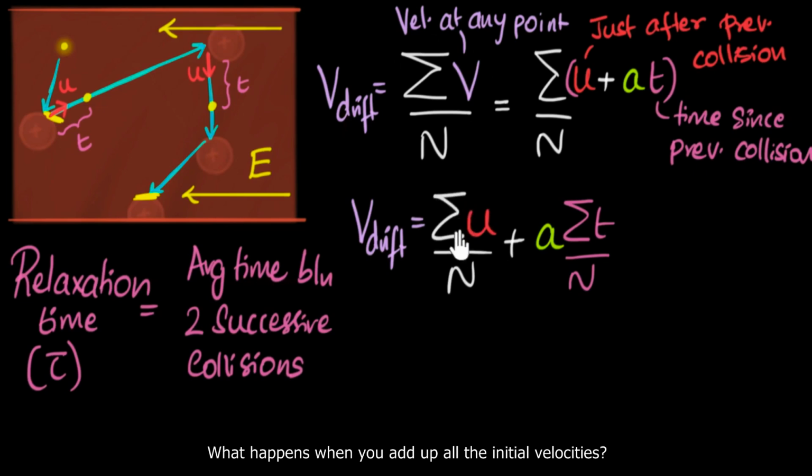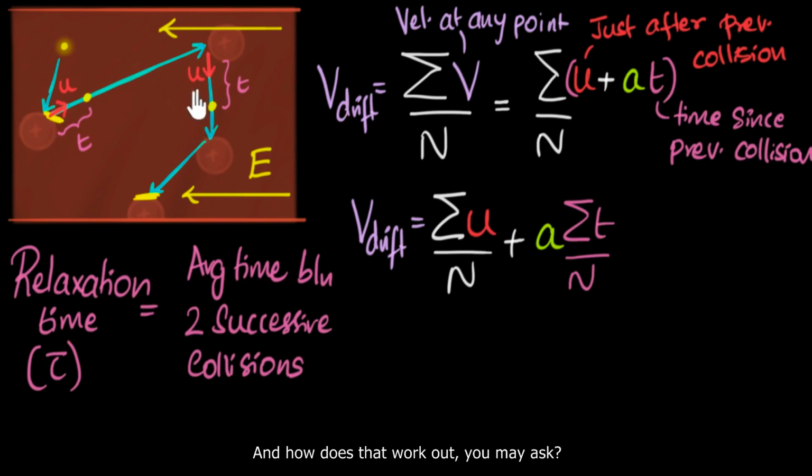What happens when you add up all the initial velocities? Well, remember in this model, just after the collision, the velocity is random. That's the whole idea behind this random motion of the electrons, isn't it? So u has a completely random value, random direction. And so what happens if you add up a million randomly oriented vectors? Well, you'll get 0, or something which is very close to 0.